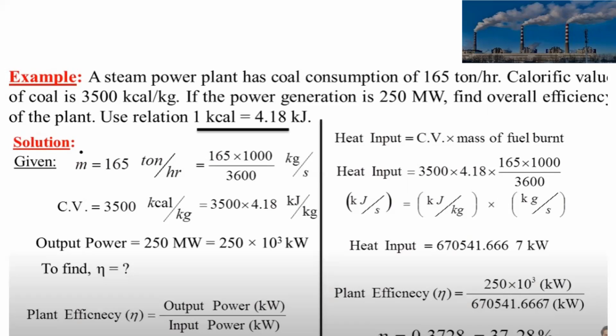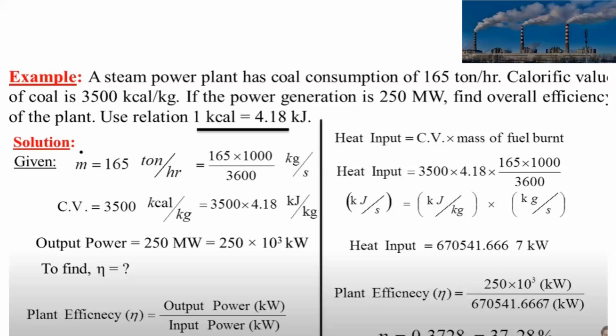Then find the efficiency. Now you have the output and the input is given, so you can find the value of efficiency. Heat input is the calorific value into the mass of fuel burned. Calorific value is 3500 into 4.18, into mass of fuel burned, which is 165 into 1000 upon 3600. So heat input is equal to 6,70,541.666 kilowatts.